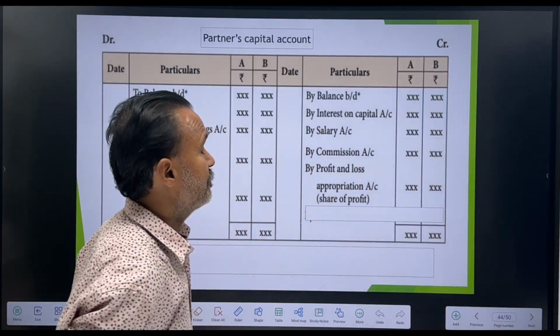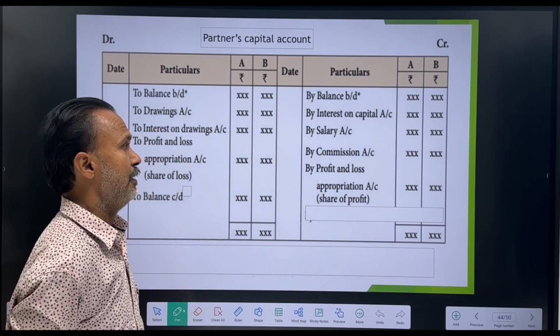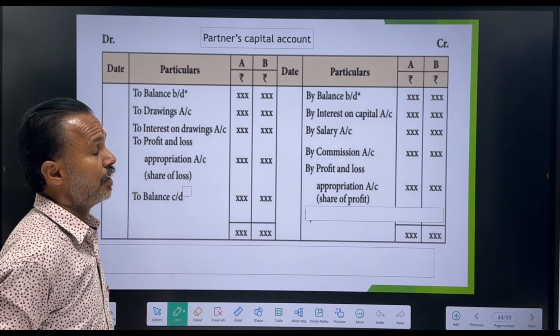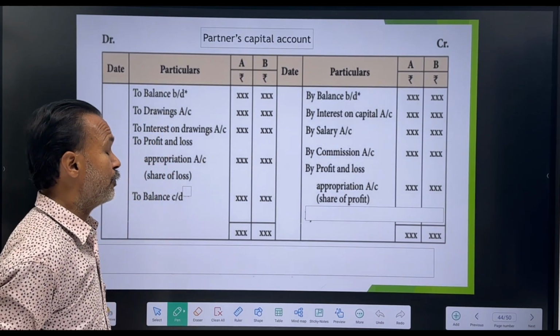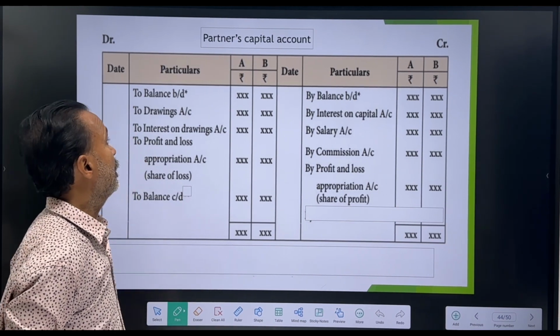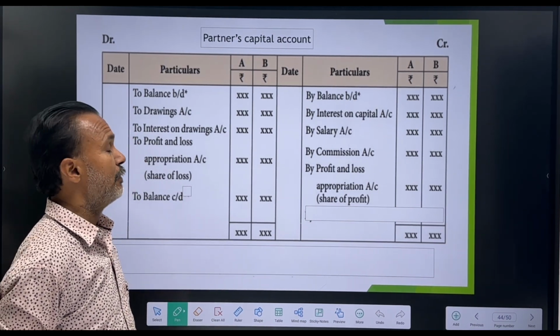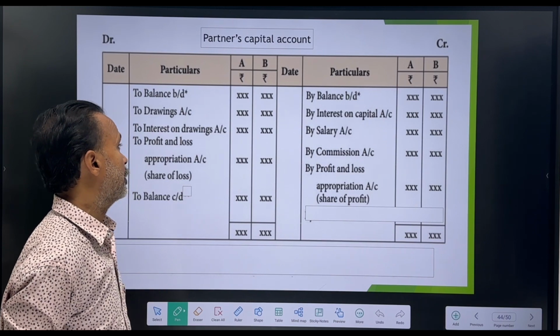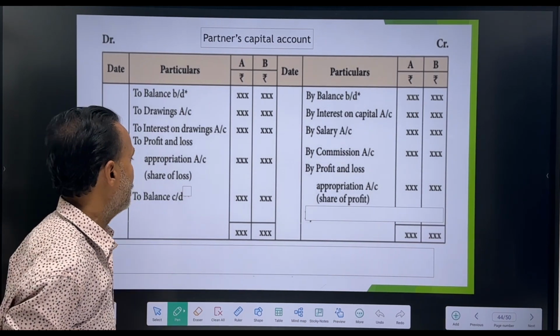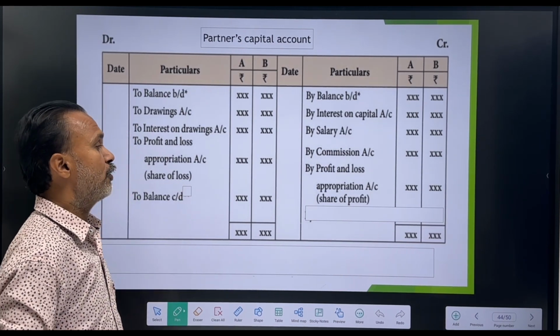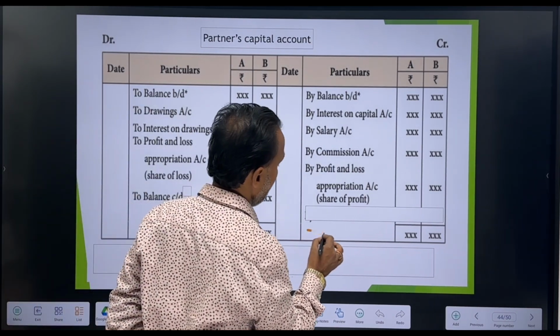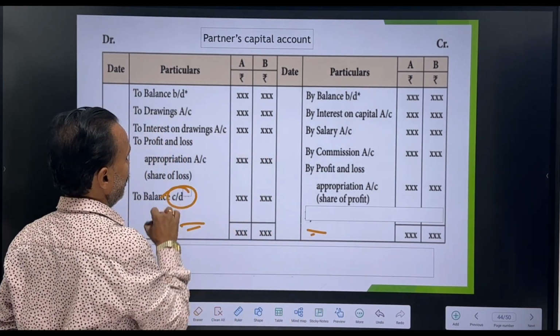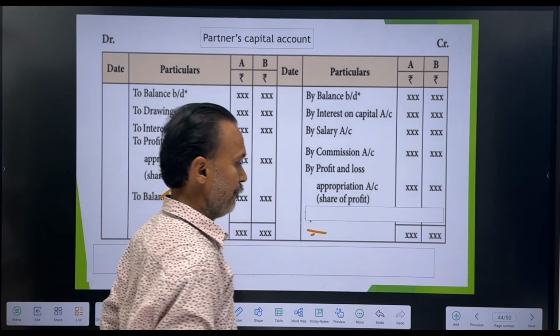First of all, by balance BD means opening balance of capital. By interest on capital, by salary, by commission, by profit and loss appropriation, sharing of profit. On the other side, to balance BD means opening balance of capital, to drawings, to interest on drawing, to profit and loss appropriation in case of loss, and to balance CD, the difference between credit and debit, is called to balance CD.